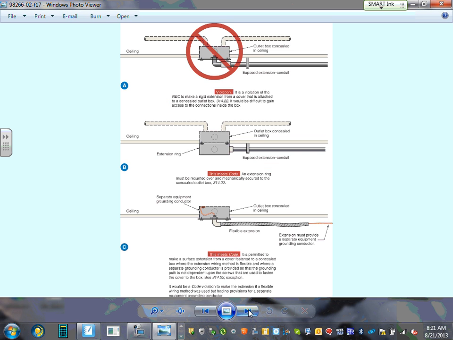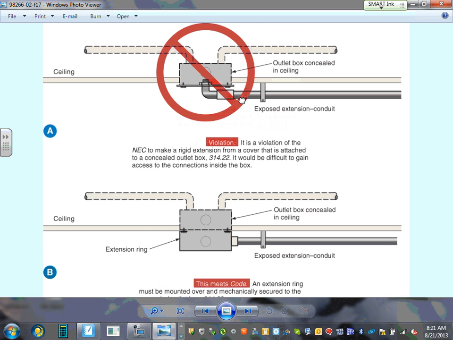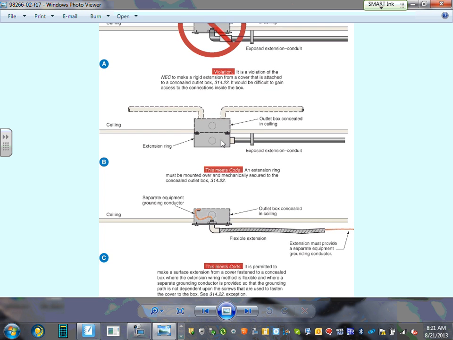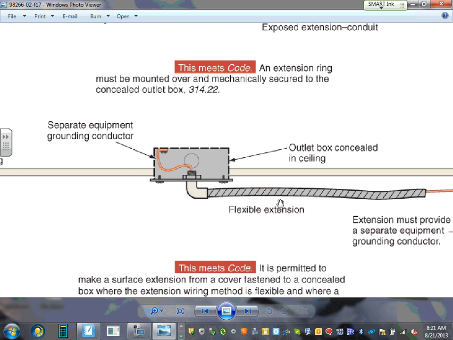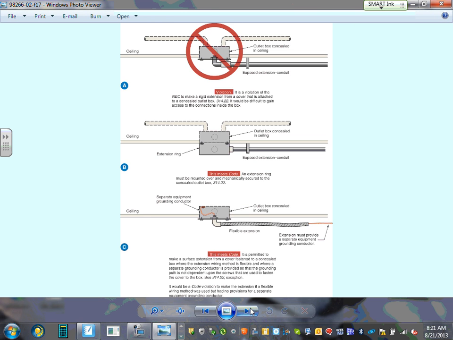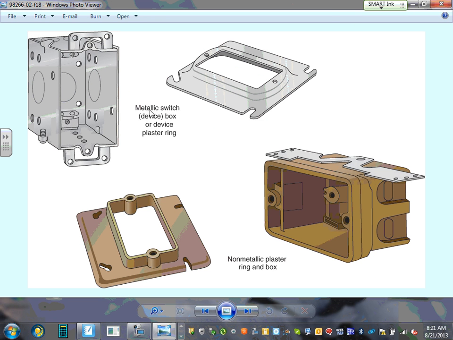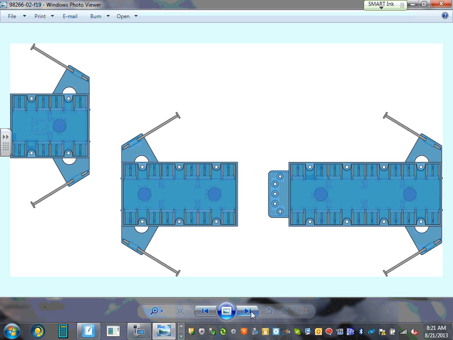Boxes, equipment and boxes and so forth. We talked about the methods of extending. This is not acceptable. This is acceptable. A cable. Anybody knows why the flexible is acceptable here? Because you can take these screws here, bring it down. Since it's a cable, it's flexible, so you can open the cover. So these are a couple of methods to do different boxes, metallic switch devices, and non-metallic boxes that we use.